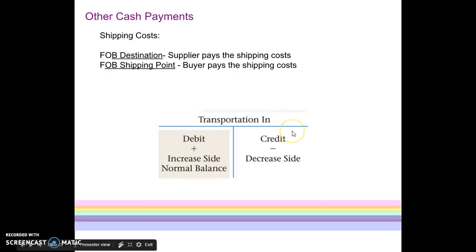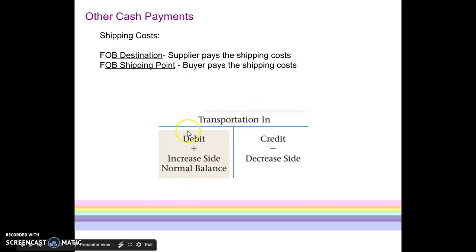It is. Okay. Other cash payments: shipping costs, FOB destination, and FOB shipping point. Supplier pays the shipping cost or buyer pays shipping. So FOB is relating back to the shipping cost. Now the question becomes, who's going to pay this? Depending upon the agreement with your supplier, that can be negotiated and determined at the point of sale. So whether the supplier is paying for it or the buyer pays for it is going to have to be transacted if it's us that are responsible for paying for the transportation.